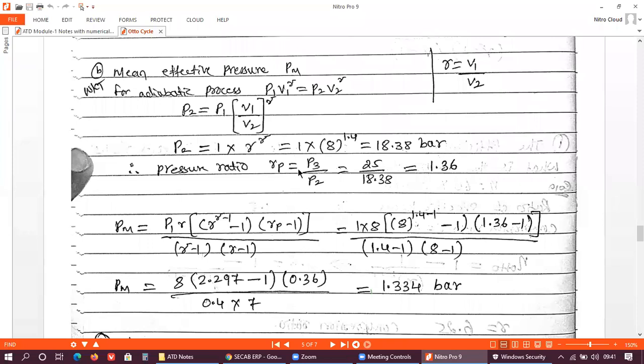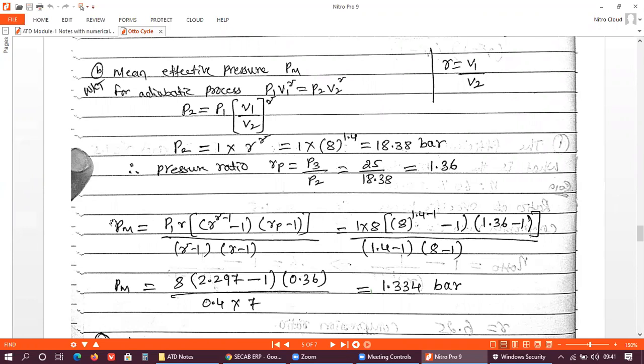Pressure ratio RP is equal to P3 by P2. This is given by 25. P3 value is already given, right? P3 by P2, you will get a pressure ratio as 1.36. Now this is the expression for mean effective pressure.